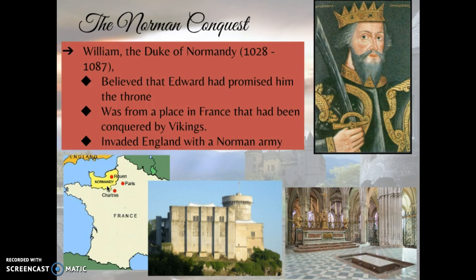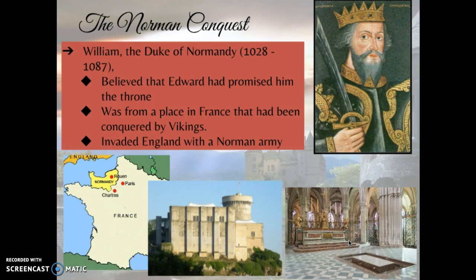And so he was from Normandy, which was a place that had been conquered by the Vikings, and he is looking to expand his control. I think he was the illegitimate son of a king, so maybe looking for some legitimacy. But anyway, he leads this invasion into England. This is near the spot, not this exact building, but an earlier building right here is where he was born, and this is where he's buried in France.